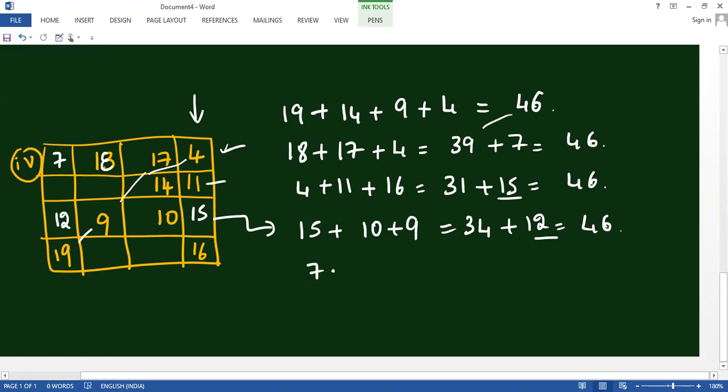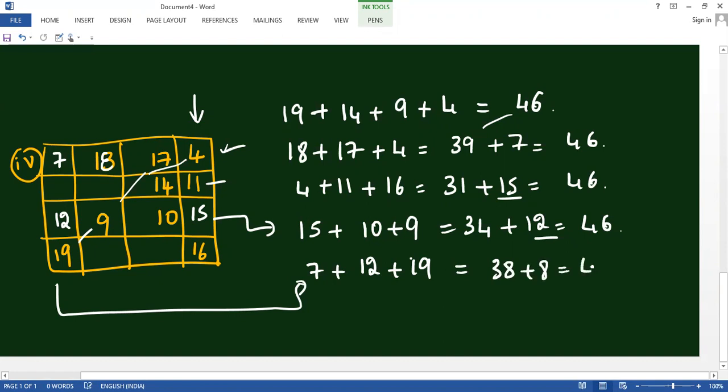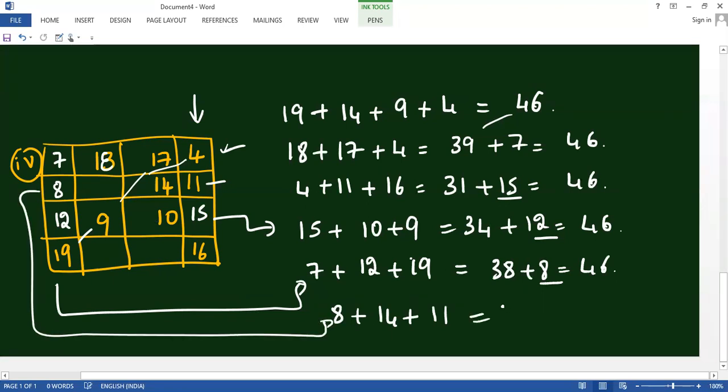And now 7 plus 12 plus 19, this for this. So that is equal to 38. 38 plus 8 is equal to 46. So the 8 will be the answer for this. And now next, that is 8 plus 14 plus 11. We are adding this one, that is equal to 33. 33 plus 13, that is equal to 46.